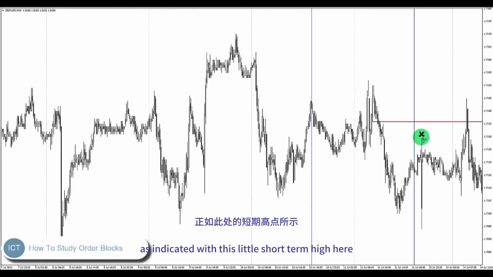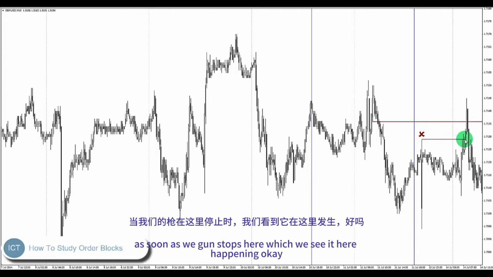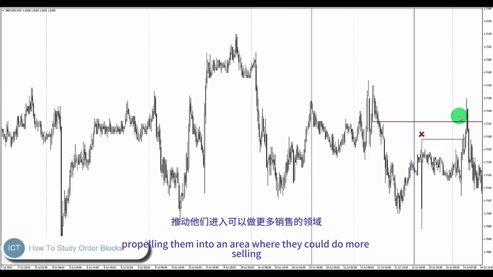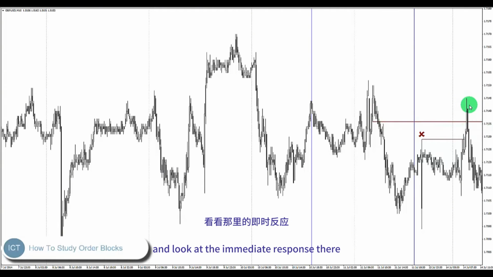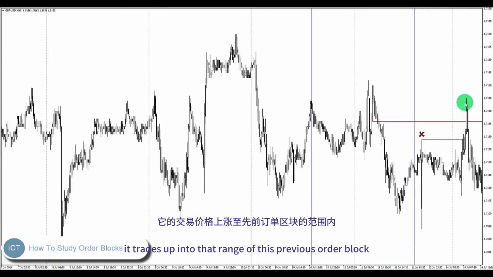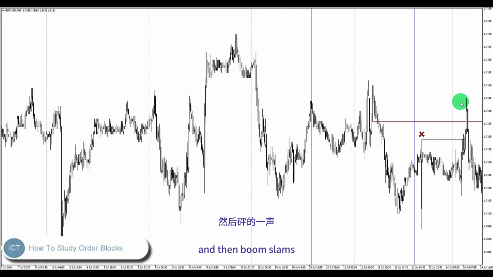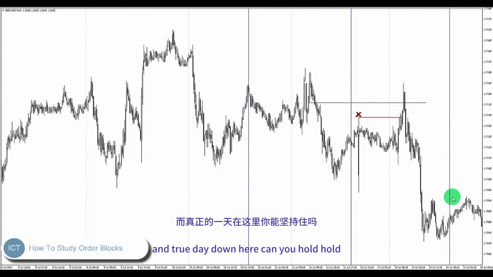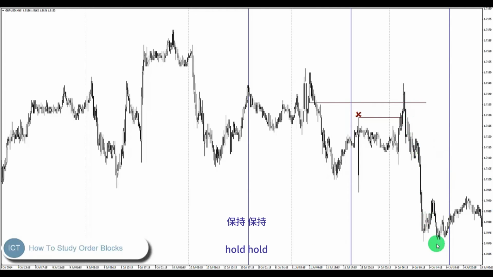as indicated with this little short-term high here, as soon as we gun stops here, which we see happening, we know that it's going to fuel the rally up into this order block, propelling them into an area where they could do more selling. And look at the immediate response there. It trades up into that range of this previous order block, and then boom, slams, runs away the other way. You see that? That is a high odds bearish order block. And true day down here, and then you see a profitable result as it is indicated in the charts here.